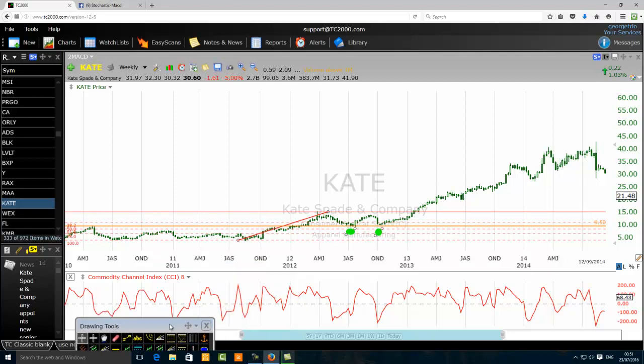How to apply multiple time frame trading method on the weekly chart. We are on a weekly chart of Cathay Spade and Company. The epic is KATE. This is a Russell 1000 component. And we want to discuss how to apply multiple time frame trading method on weekly charts.